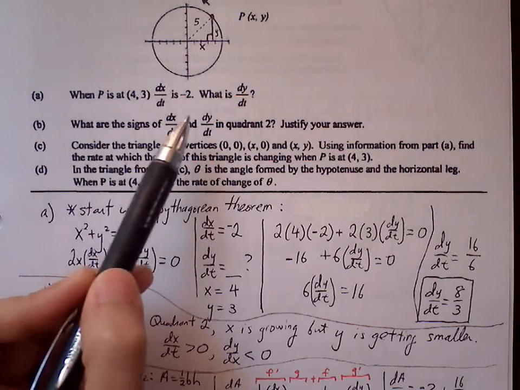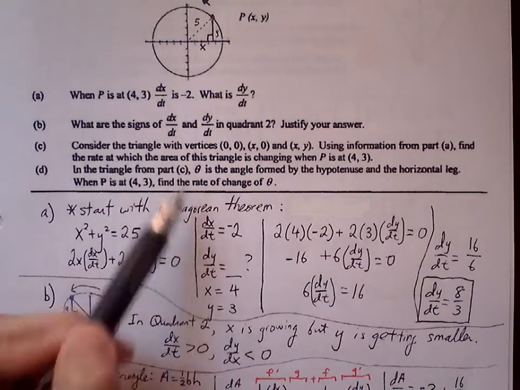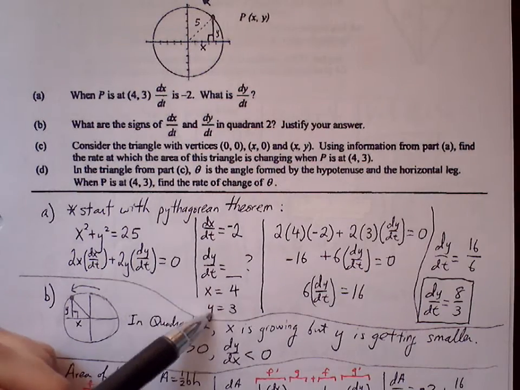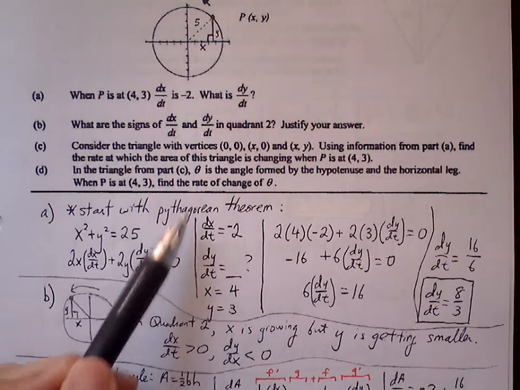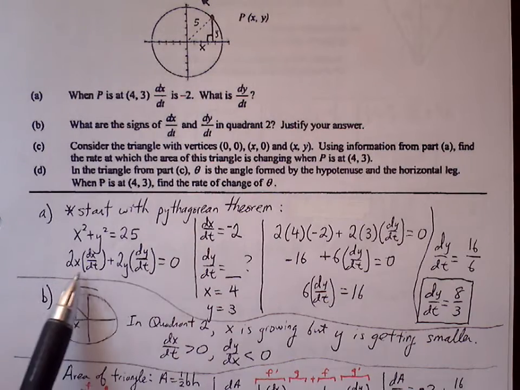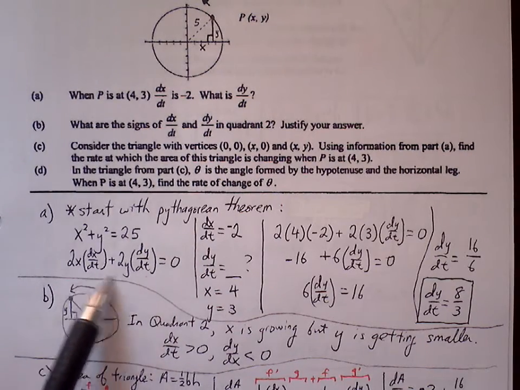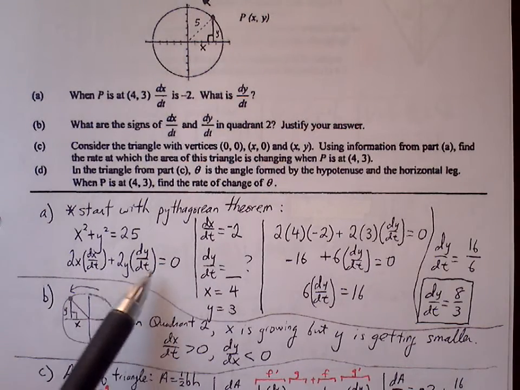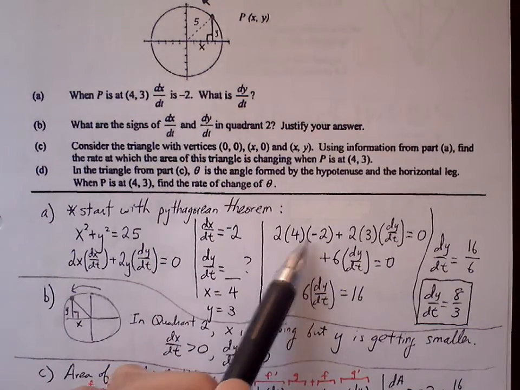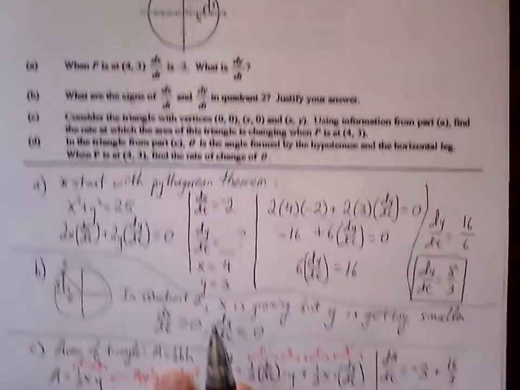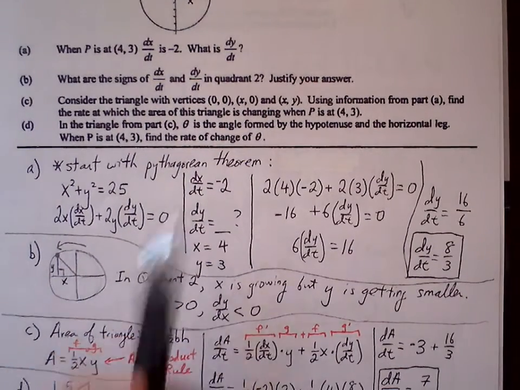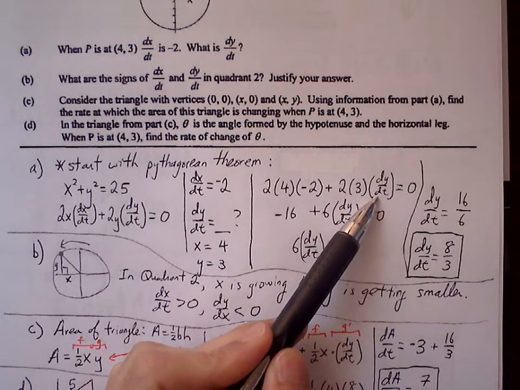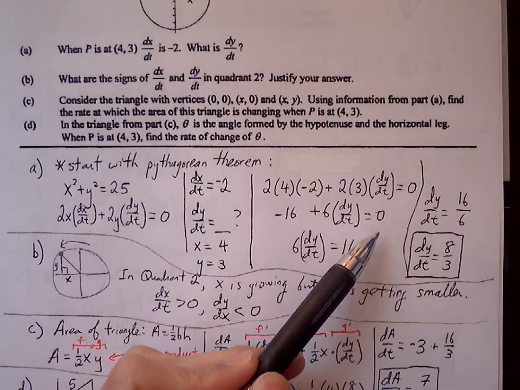Information that we can pick off from part A: dx/dt is -2, dy/dt is what we're looking for, x equals 4 and y equals 3. We go ahead and replace all these variables with values that we know of. And after we do that, we should be able to isolate dy/dt, or recognize that dy/dt is the only missing variable, with value unknown, that we can solve for.